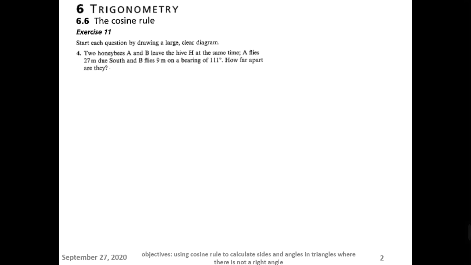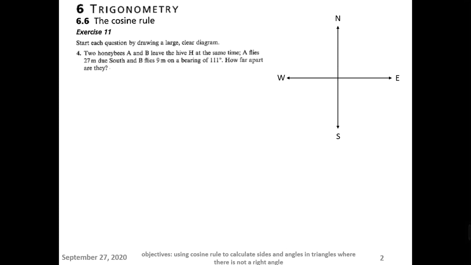Now, when we see south and then a bearing of 111, we must immediately think of drawing the coordinate plane, the vertical y-axis and the horizontal x-axis. They intersect at the origin point O. So we specify the north and the south, the east and the west.